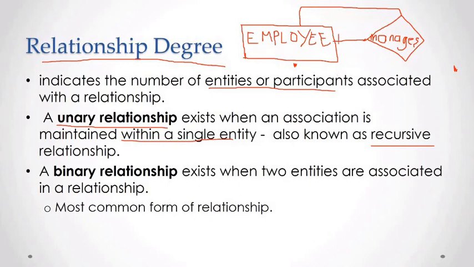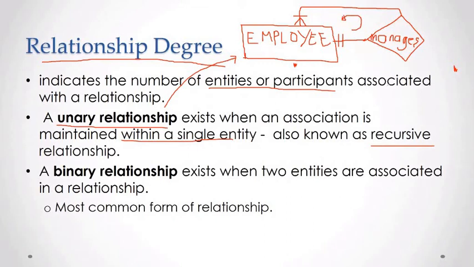So, an employee manages one or more personnel or employees, and an employee is managed by one employee only. So this is the cardinality, and this is what we call unary. It's called unary because it's a loop.